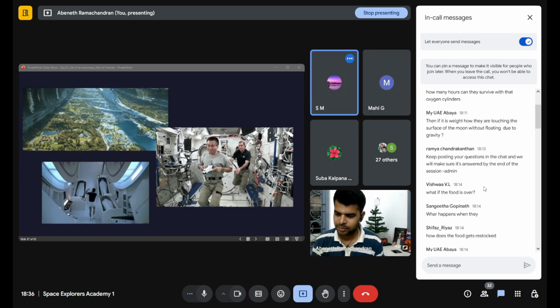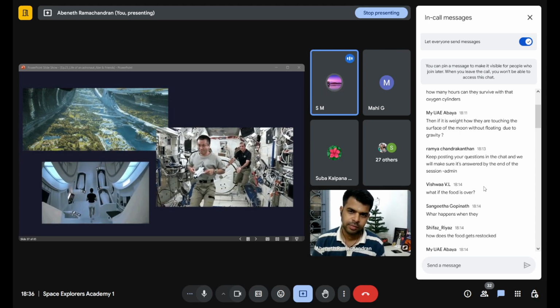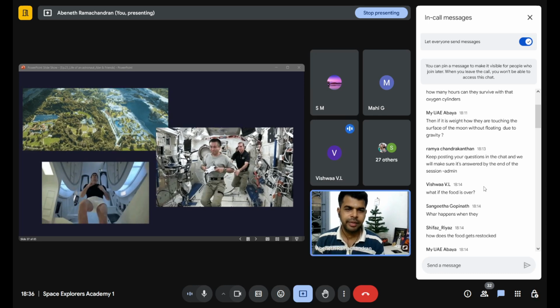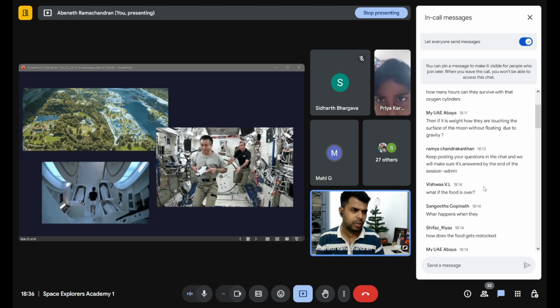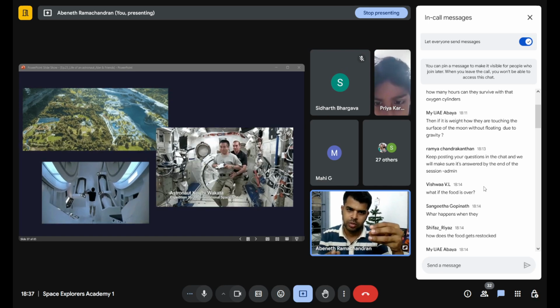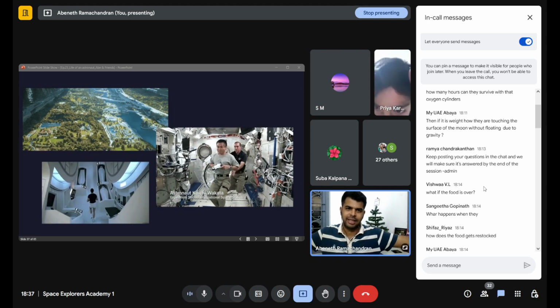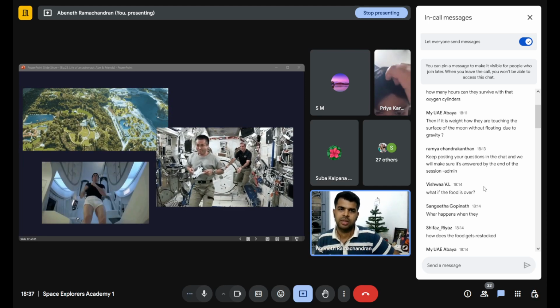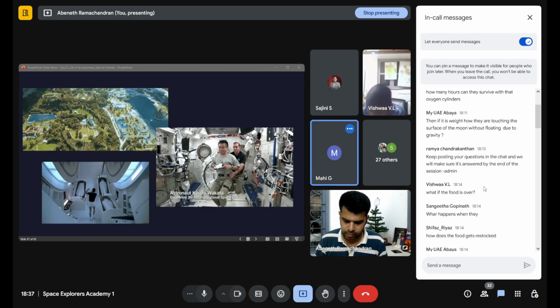Sir, when was the International Space Station made? Between 1998 and 2011. It was made part by part, like how you make Lego. You know Lego? Like Lego, they joined it piece by piece and made the entire International Space Station. Sir, almost 12 years it took.